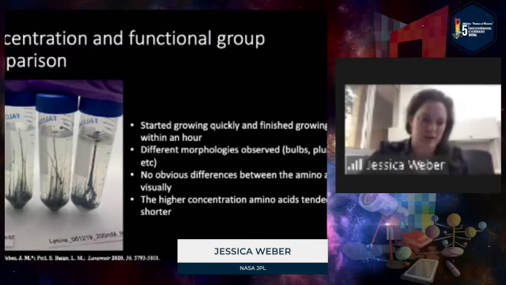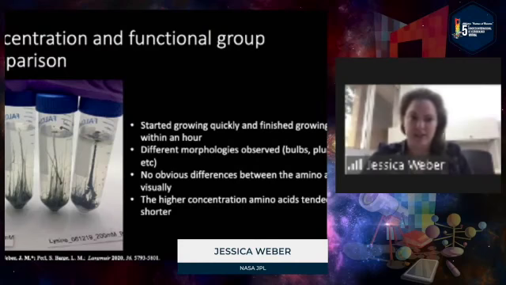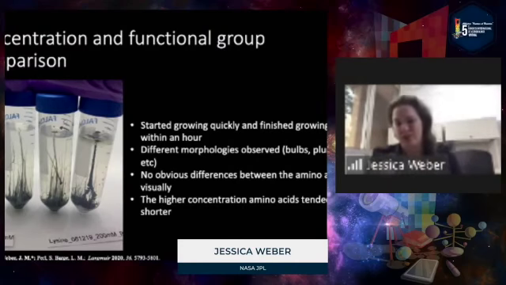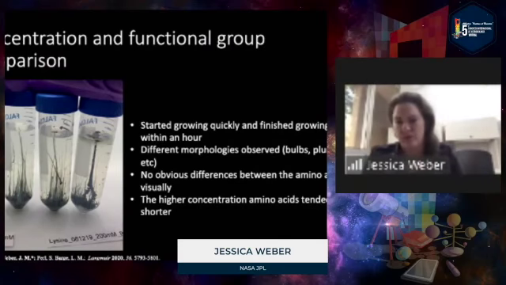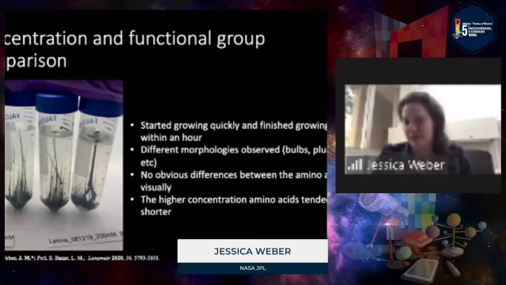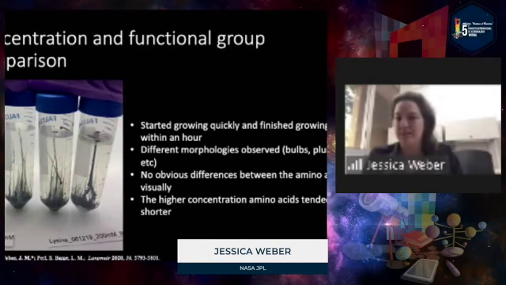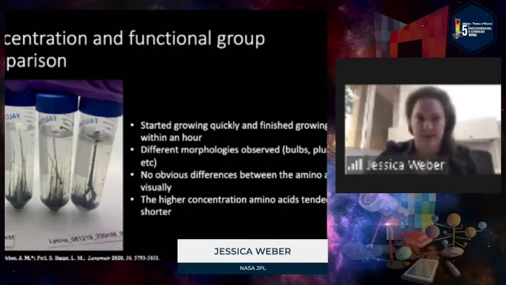Here's an example ranging from 5 millimolar glycine to 200 millimolar glycine. And so across the board, we didn't see any obvious differences between the amino acids used. I mean, we grew these in triplicate, and there is variation from growth to growth, but they were all, you can see, roughly the same height. We see similar structures. The higher concentrations tended to be slightly shorter, but even that was, we really couldn't tell exactly what was going on there.